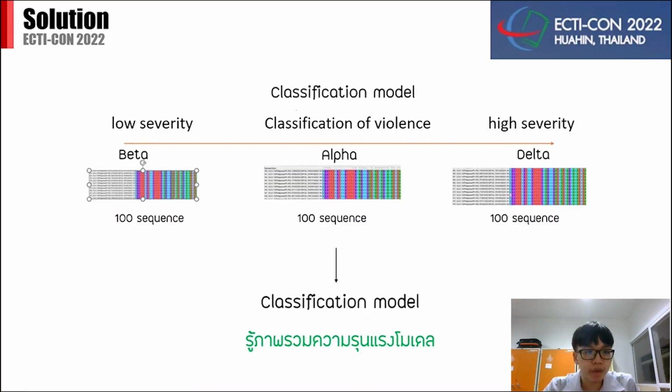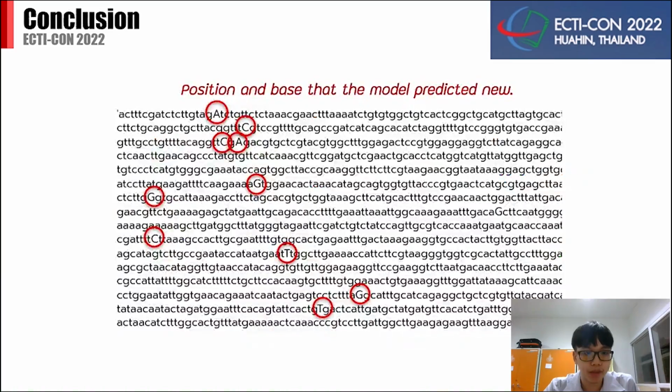Next, we will create a classification model to classify the severity of COVID-19. By classification, it is divided into three classes, namely alpha, beta, and delta. We have studied further that the virus strain also affects the severity of the virus, with beta being the least severity, followed by alpha and delta the most severity.